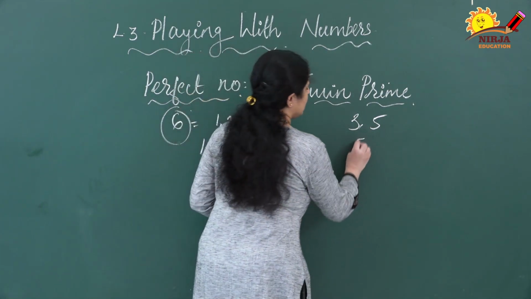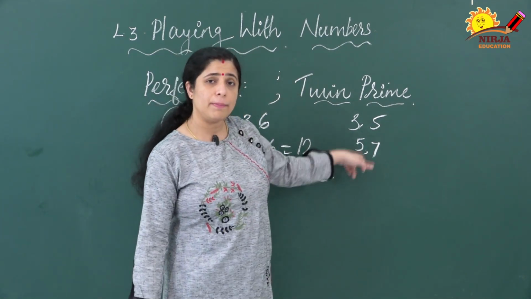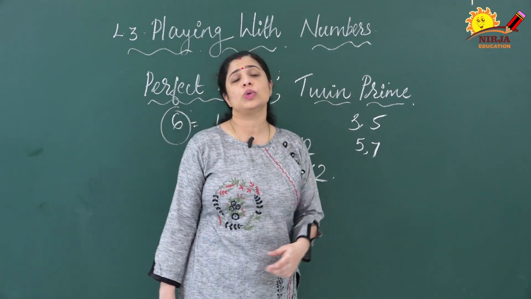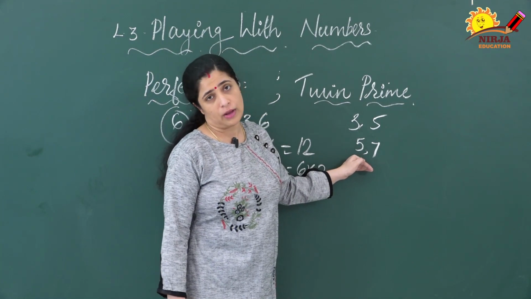Another example I am taking is 5 and 7. 5 is a prime number and 7 is also a prime number, and the difference of these two is 2. So this is also known as twin primes.